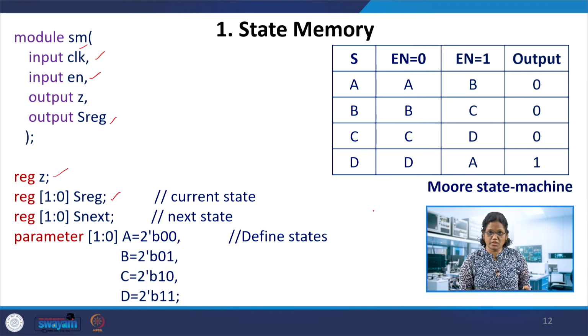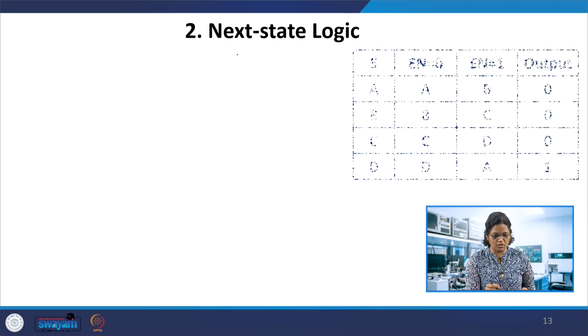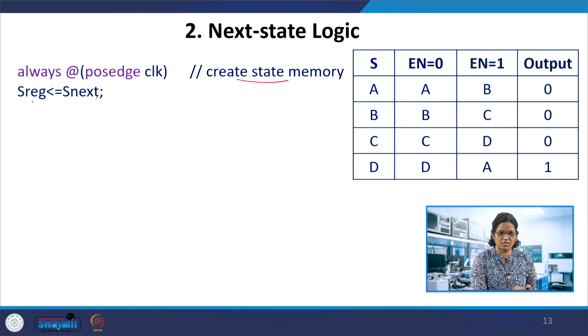If you have multiple states or 8 states, you can put all of them in the parameter declaration. So, this is defined states. After that, here we have to define the state memory and then the next state logic. State memory: create the state memory, the first one, always at passage of the clock. Here, at passage of the clock, assign this next state to sreg, that is the current state.